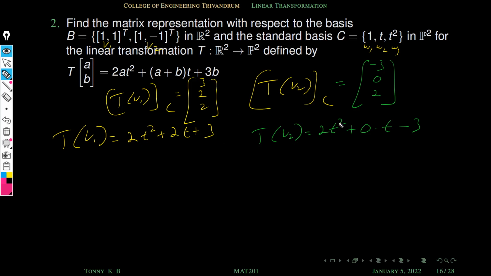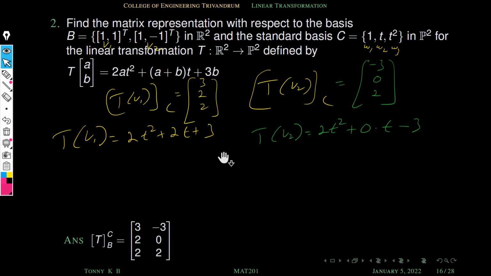Similarly, T(v2) is equal to 2t² - 3. So you can write this as -3 times 1 plus 0 times t plus 2 times t². That's why its coordinate is -3, 0, 2. Now you can write the matrix. You just arrange these as the columns of the matrix. So the matrix of T with respect to B and C, where B is different from the previous one, is 3, 2, 2 and -3, 0, 2.